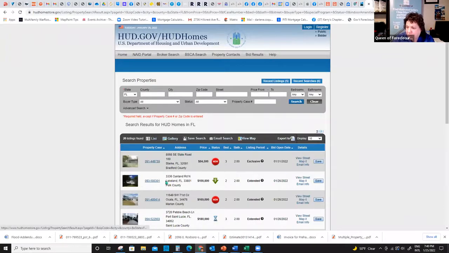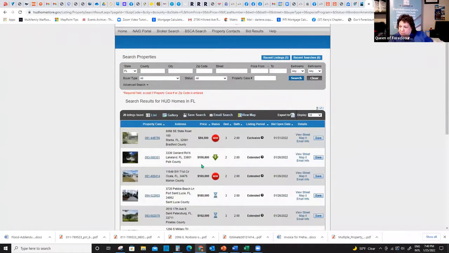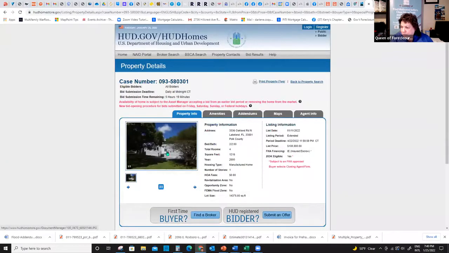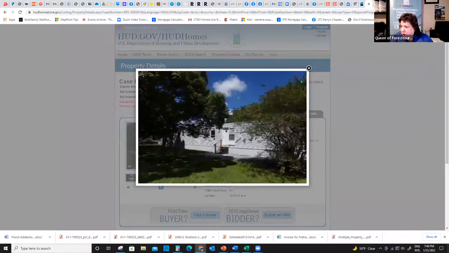What if you were looking for a property in Florida? This is exclusive, but it's 84. It's a brand new listing. Here's one, 100,000 in Lakeland, Florida. 2-bedroom, 2-bath, but it's an extended listing and they're at $100,800. I might make lowball offers on these.